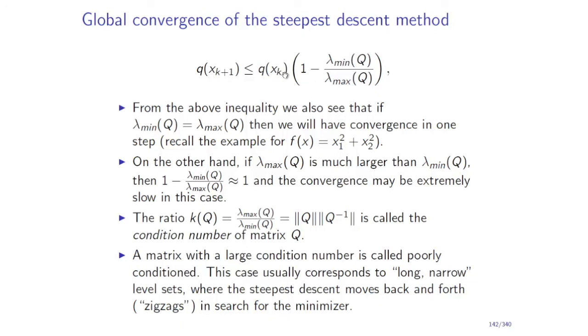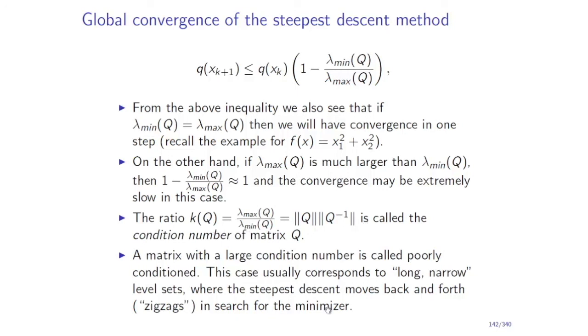The progress that we make with the steepest descent method may be very slow, and this corresponds to these very narrow level sets, such as those that we saw in the illustration of the steps of the steepest descent method. Okay, and this is when we tend to zigzag too much when we search for the minimizer. So this ratio of the largest and the smallest eigenvalue is a very well known quantity in numerical analysis, and it is called the condition number of the matrix Q.